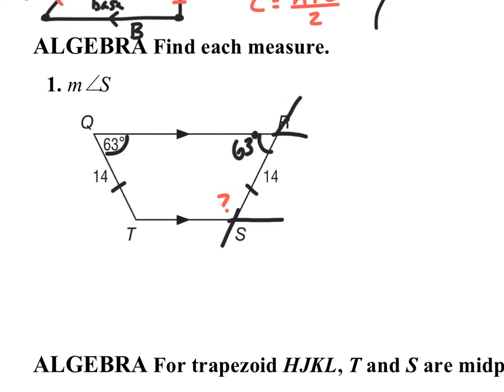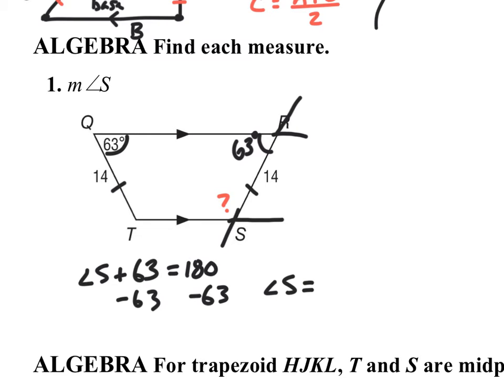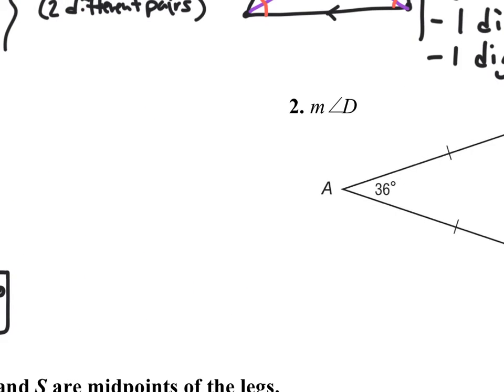And what I know is that these two angles here are consecutive interior angles, which are supplementary. So I would say that angle S plus 63 is equal to 180. Okay? So if I subtract 63 from both sides, then I get that angle S is equal to 117 degrees. Okay? So I just need to use what I already know, use some logic, and answer the question. Okay? Let's take a look at number 2.